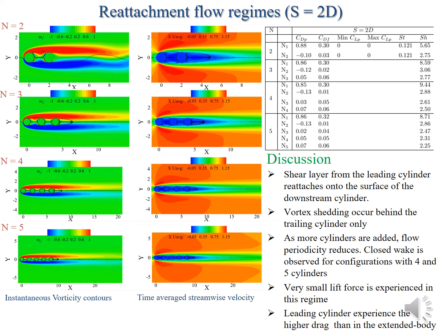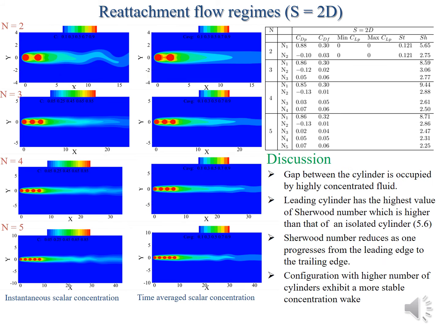One of the noticeable features insofar as mass transfer is concerned in this regime is that we have a significantly higher mass transfer coefficient for the leading cylinder than that of an isolated cylinder. So that's something to notice. And also you can notice that as you move downstream, the mass transfer coefficient diminishes in this region.